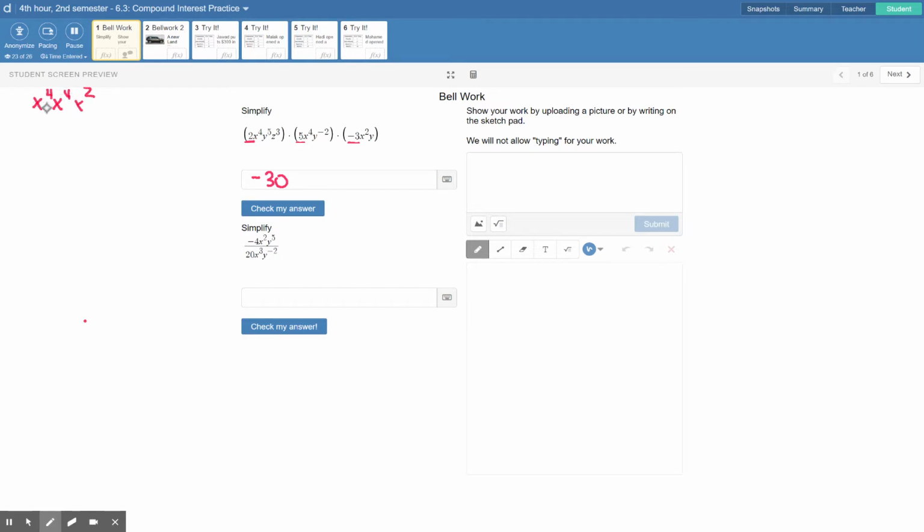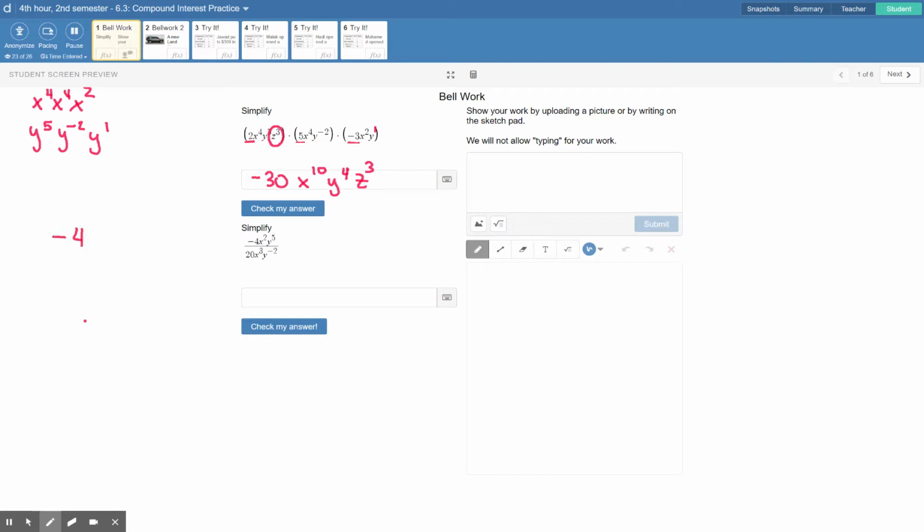So x to the fourth times x to the fourth times x squared is really x to the 10th. And then we look at the y's. We have y to the 5th times y to the negative 2 times y to the 1. If there is no exponent, please write the 1. So 5 plus negative 2 is negative 3, plus 1 is 4. And then the z to the third just gets written because it does not get multiplied, so we have to put it in our answer.